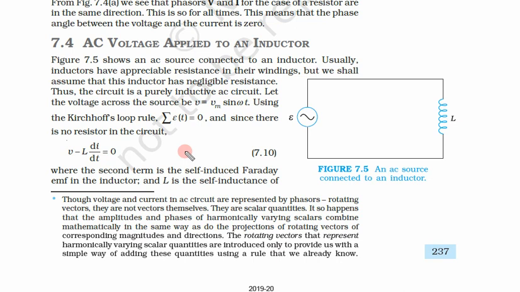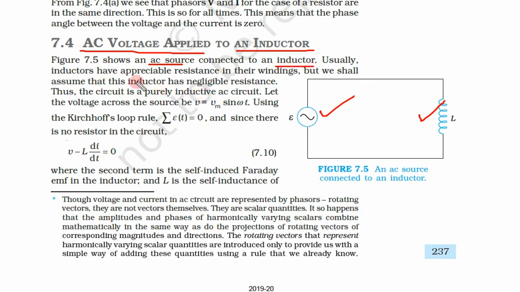We have already seen what will happen if we apply AC voltage to a resistor, and we have seen the phasor diagram for that. Now we are seeing the effect of applying AC voltage to an inductor. So here is the figure. This is the AC voltage and this is the inductor.